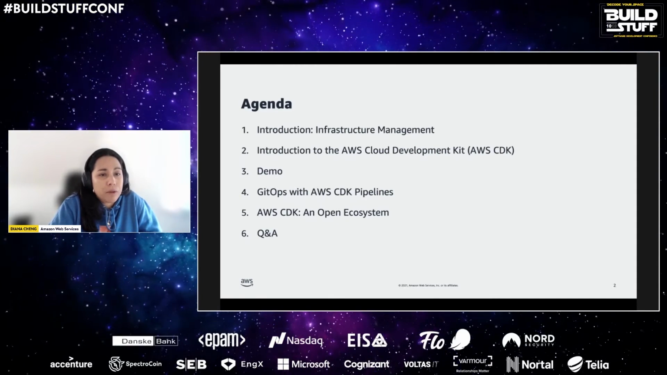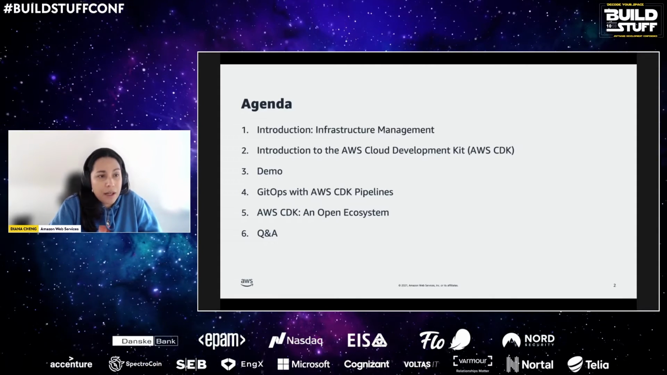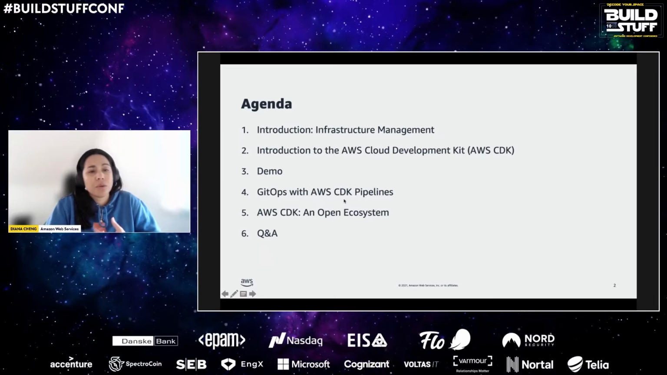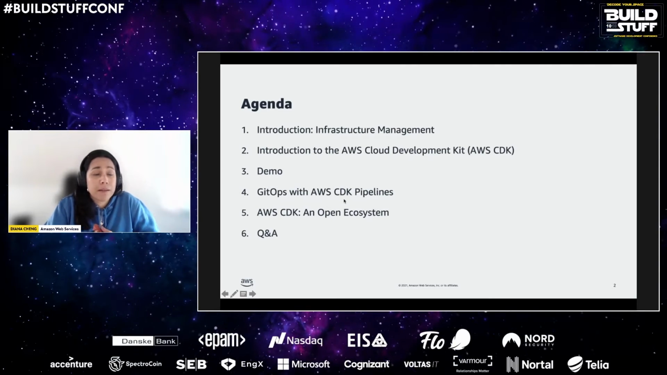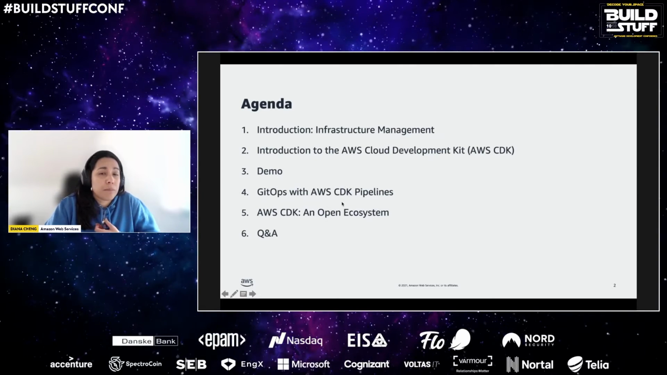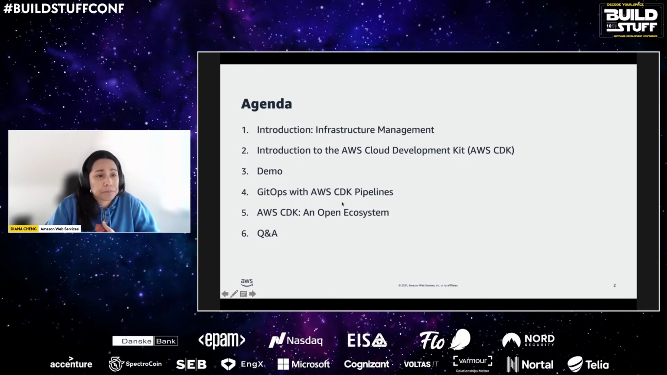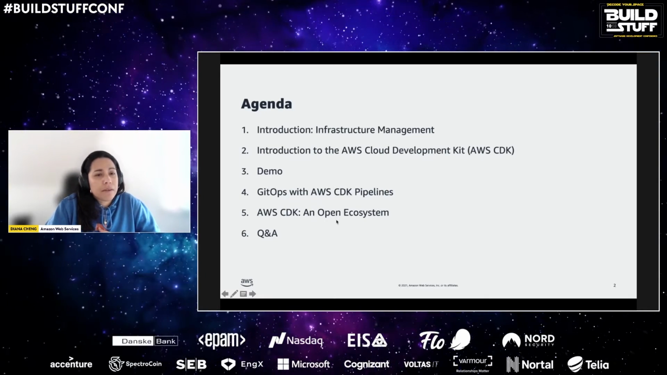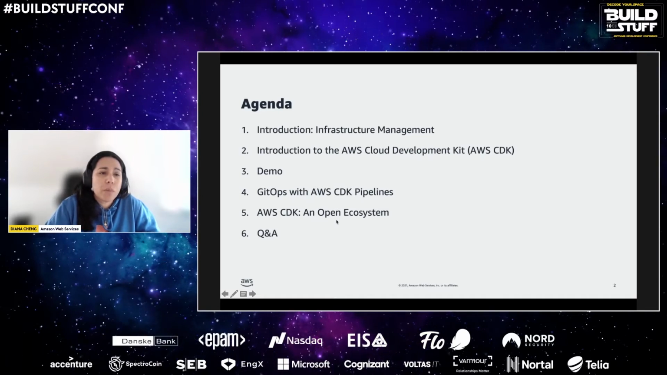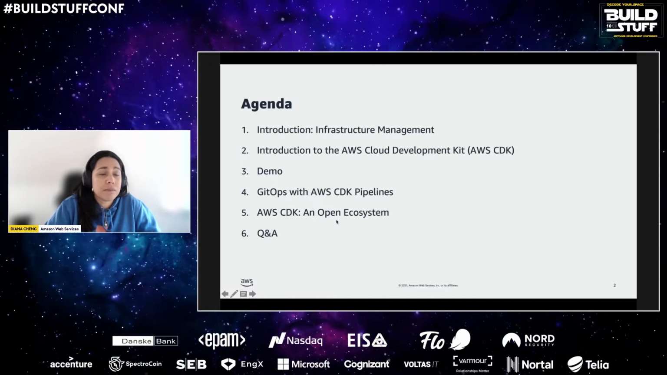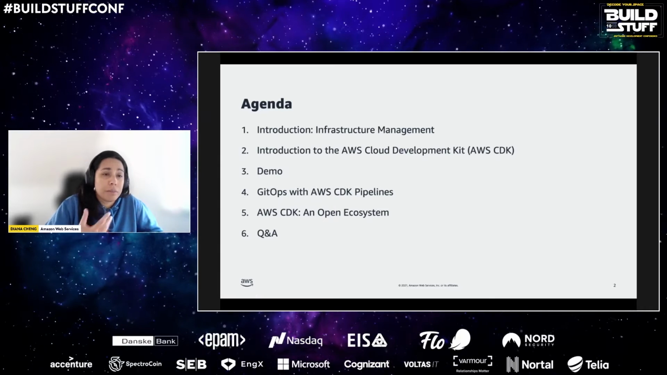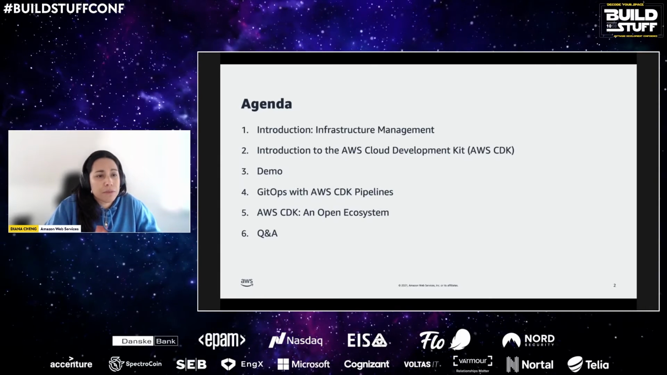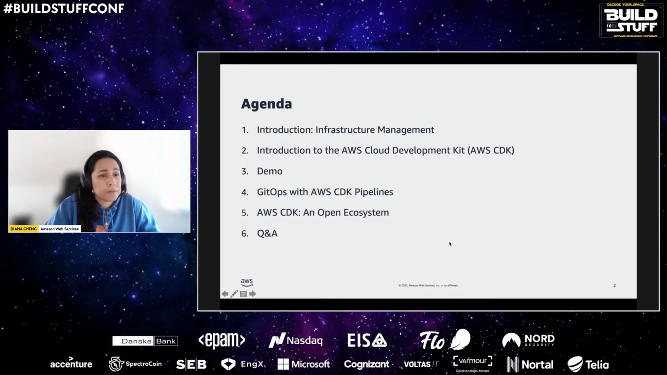So we'll talk about how to manage our infrastructure as code and build reusable components in CDK. And also we'll touch on how to integrate this into deployment pipelines and how CDK promotes a GitOps model. I'll also talk a little bit about the open ecosystem that has emerged around AWS CDK and other projects within that ecosystem. And we'll have a few minutes for questions at the end.